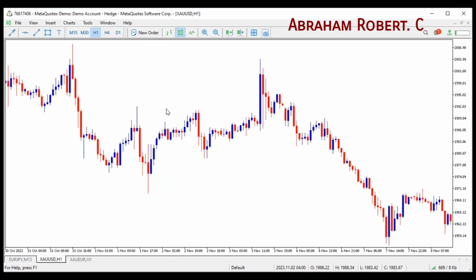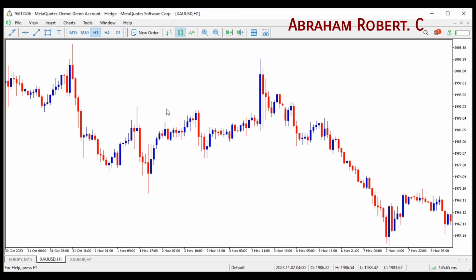Sometimes you may have to go to a higher time frame to get the trend of the market so that you can look for your entries in a smaller time frame. So I always advise that if you want to trade 15 minutes, 30 minutes, 5 minutes, or 1 hour, trade with the 4 hours trend. Trade in the direction of the 4 hours trend.